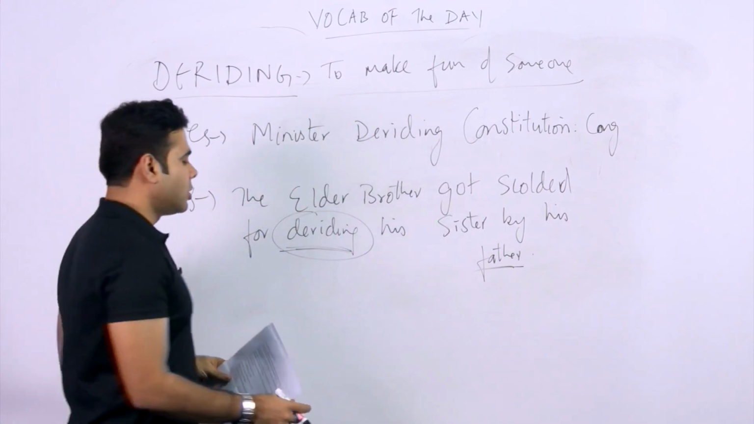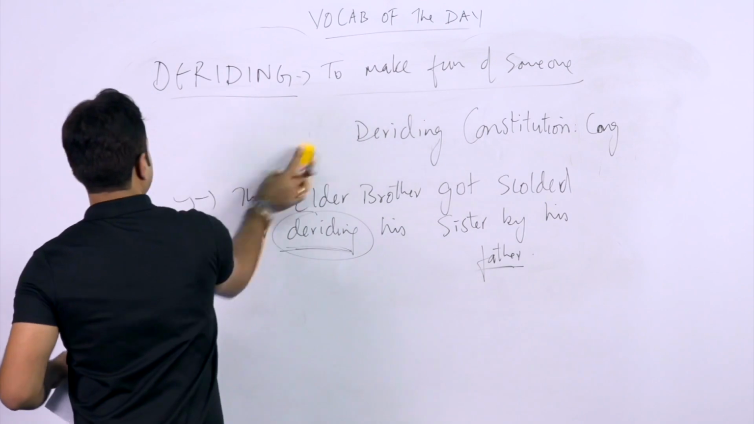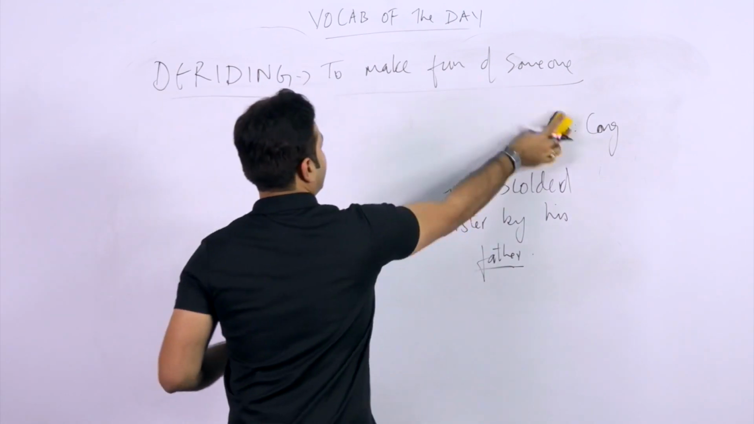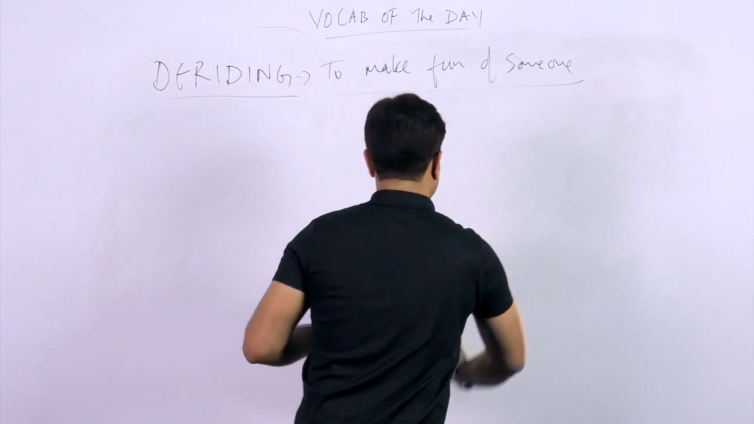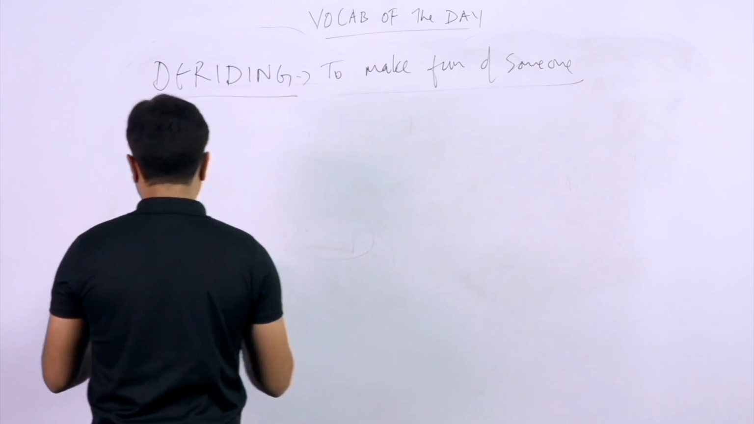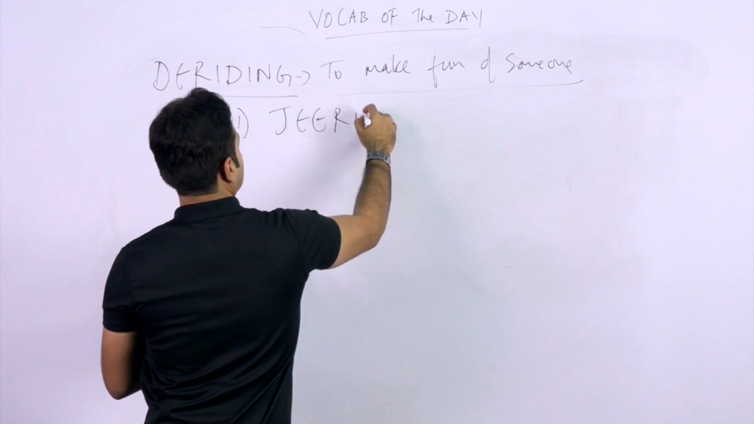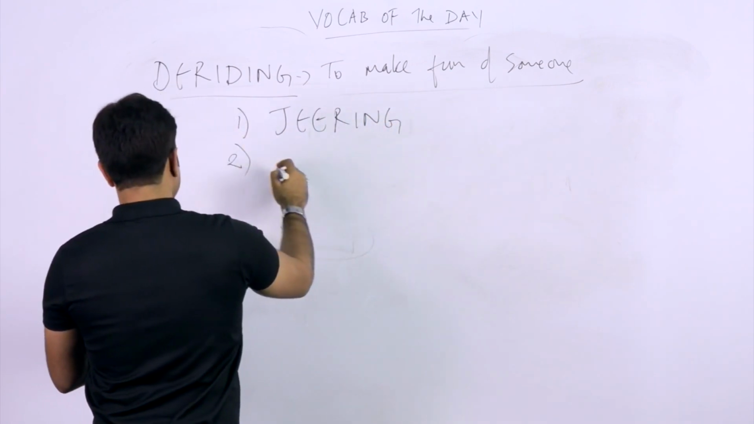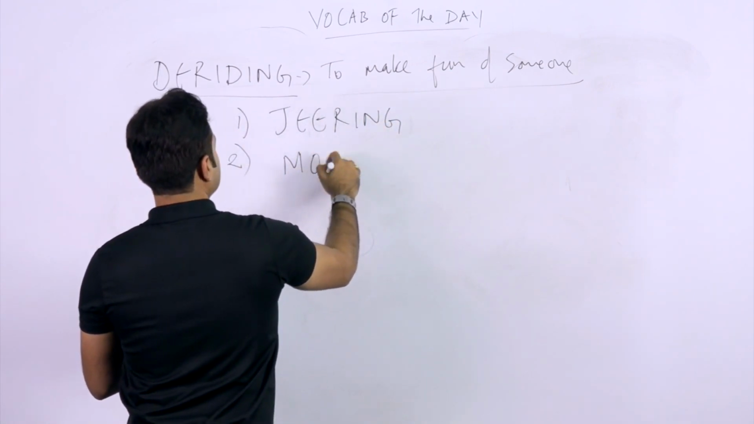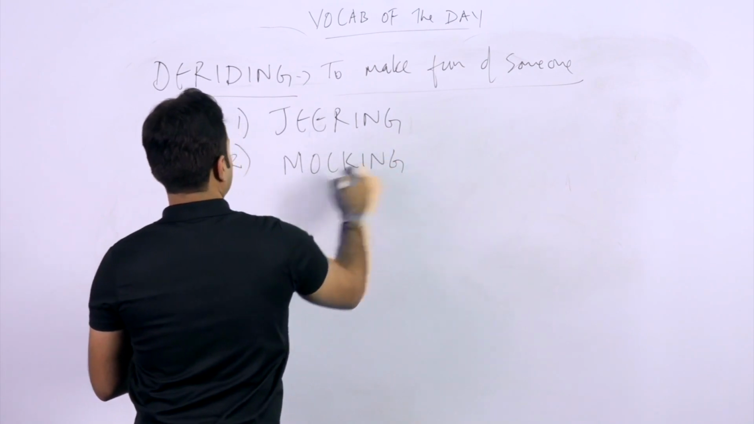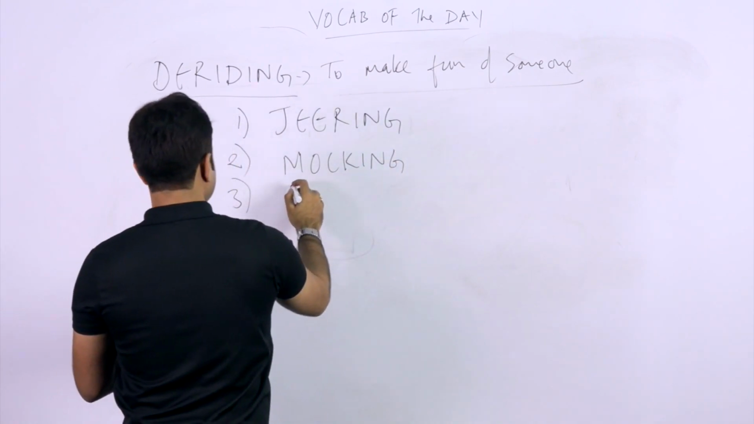Now let's talk about the synonyms of this word deriding, students, so that we can connect. The first word I have used for deriding is jeering. The second word is mocking. The third word is scoffing.